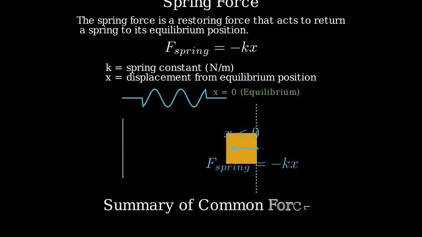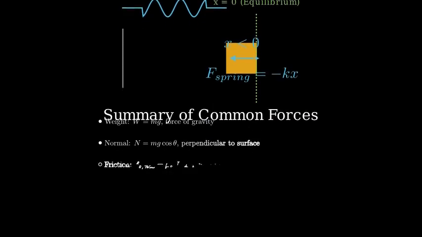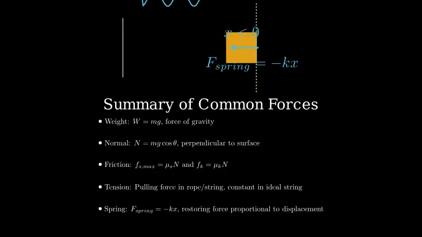Let's summarize the common forces in mechanics we've learned about. 1. Weight force, W equals mg, the force of gravity acting on an object. 2. Normal force, N equals mg cosine theta, perpendicular to the surface of contact. 3. Friction force, including static friction, F sub S max equals mu sub S times N, and kinetic friction, F sub K equals mu sub K times N. 4. Tension force, a pulling force exerted by a rope or string, constant throughout an ideal string. 5. Spring force, F spring equals negative K times X, a restoring force proportional to displacement.